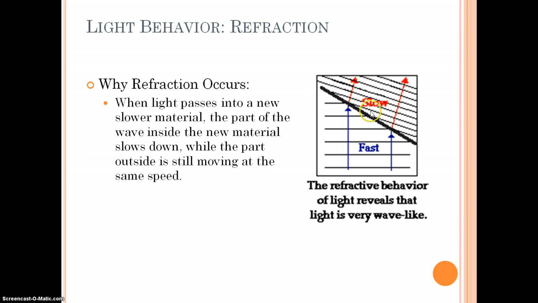The car is going to turn a little bit and bend. That's exactly what happens with refraction. So you have part of the light in the old material, part in the new, and that's what causes the light to bend as it goes from one material to another.